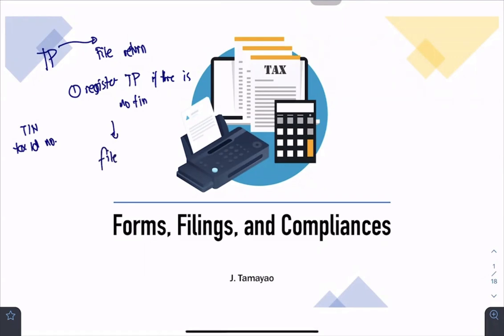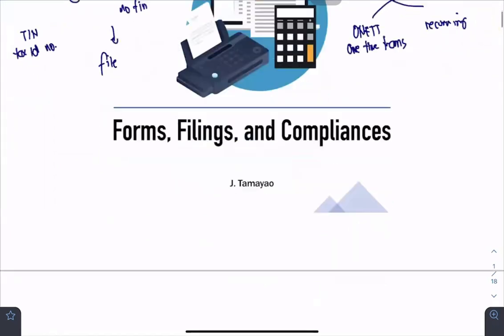Furthermore, as we go through this particular discussion, we need to determine whether the taxpayer will file a one-time transaction, also known as ONET, or the taxpayer will file a recurring transaction, meaning it is not one time. It means that it is filed either monthly, quarterly, or yearly. So let's start our discussion.